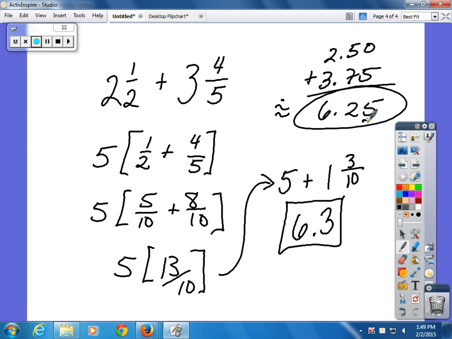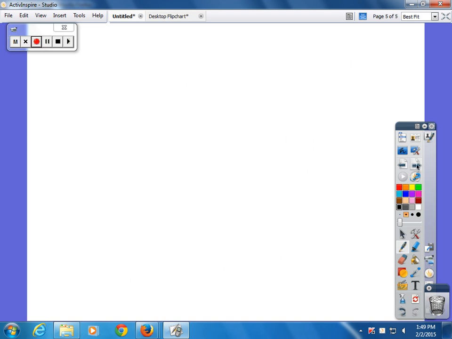2.5, I don't know where the pizzas are, they haven't called yet. Let's go with 2.5 plus 3 4/5, and do it that way. Now change them, I want you to change them to an improper fraction.